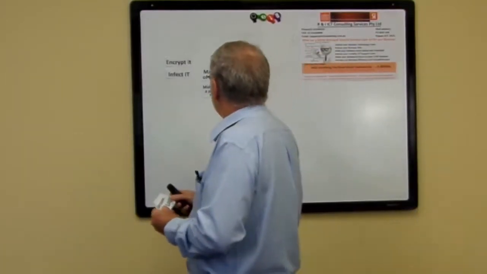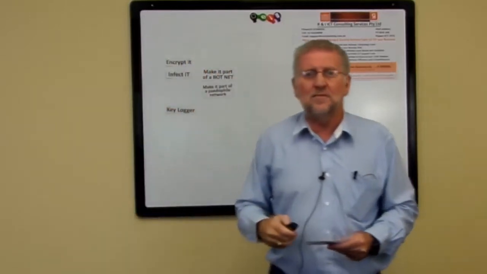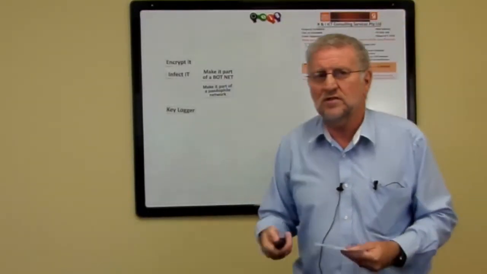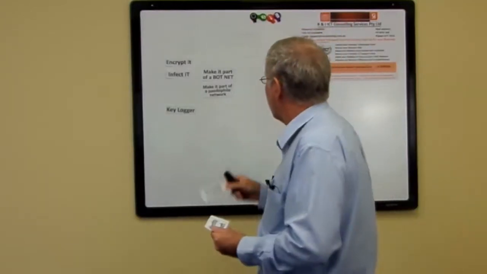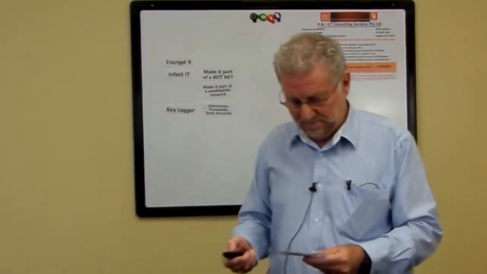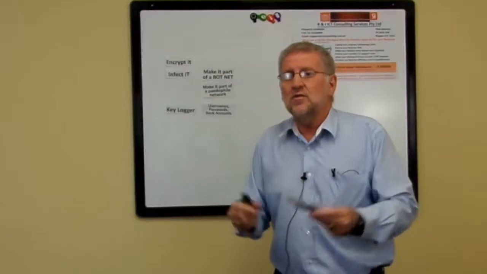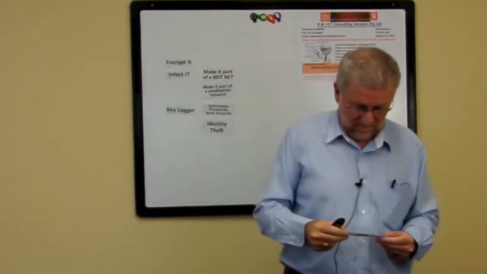Or they can install a keylogger, and a keylogger is exactly that. It is something that logs everything that happens on your keyboard. And everything that happens on your keyboard includes passwords, usernames, bank account details. So that's what they're after. They're after your usernames, they're after your email addresses, they're after your bank accounts. And they need all that information so they can then steal your identity.